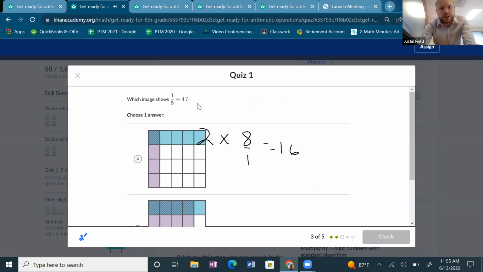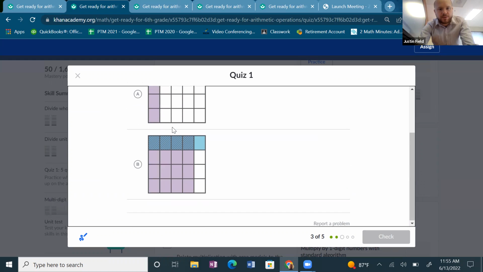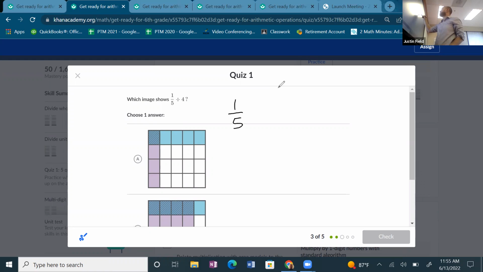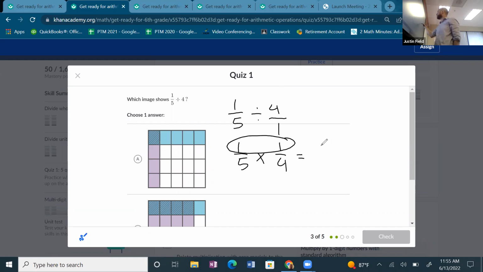All right, which image shows this? Maybe we should do this one. Okay, let's do this one. This time the fraction is in front, but the principle is the same. We're going to put that whole number over 1. We are going to multiply and flip, and then multiply across to get 1/20.